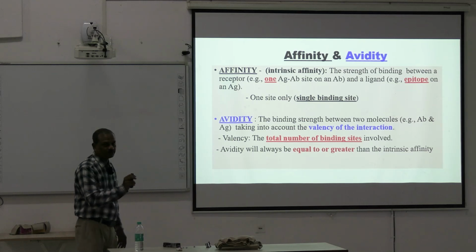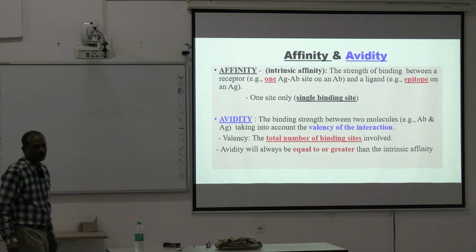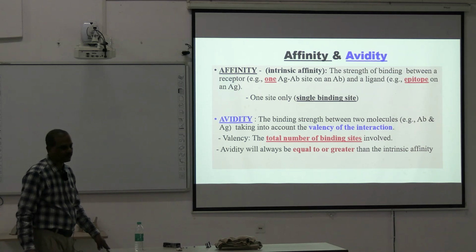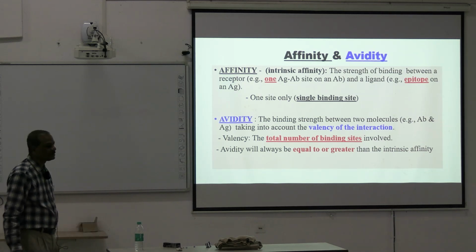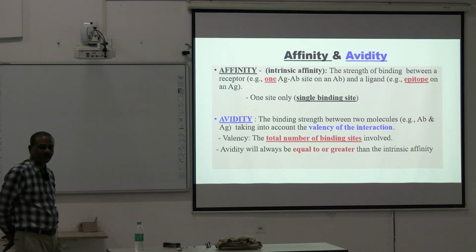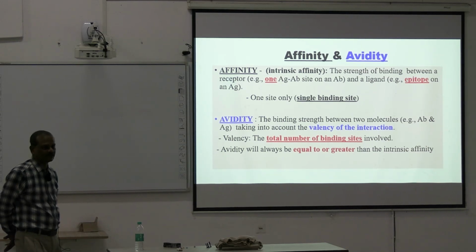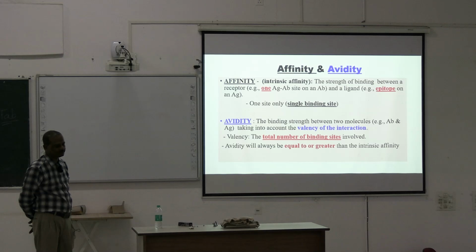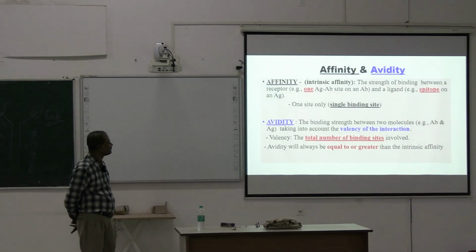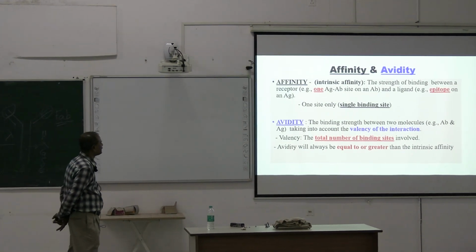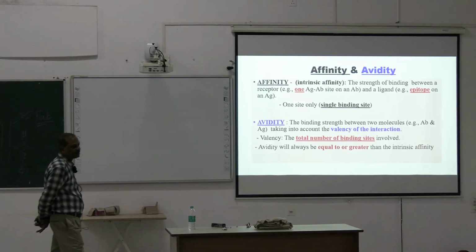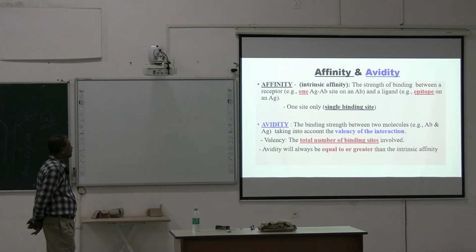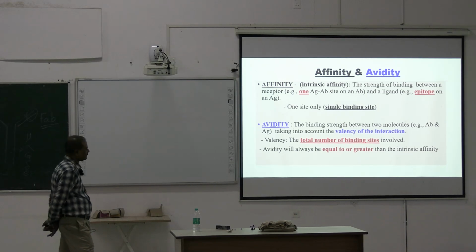So, there are 2 terms, note down this one, write down. One is affinity and one is avidity. Affinity means strength of binding between an antigen and an antibody on a single site. Only one site, single binding site. It is strength of attraction, basically strength of binding, or intrinsic affinity it is called.